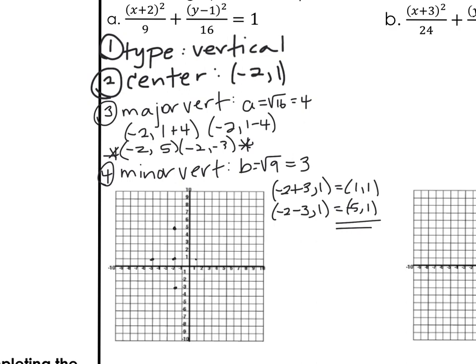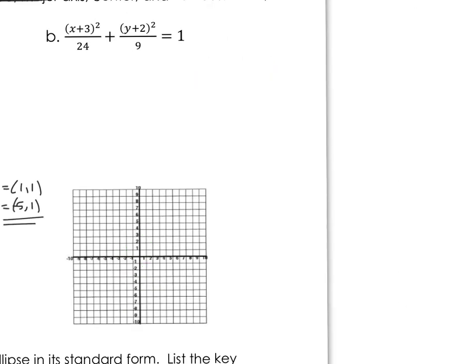Again, our goal is to connect these 4 coordinates with a smooth curve to form the shape of an ellipse. And our ellipse should look something like this when we're done. All right, let's try just one more. Again, we're going to determine the type and then list out the rest of our key features.